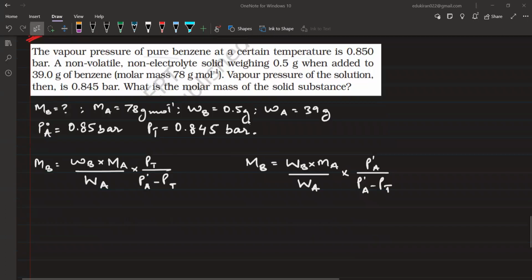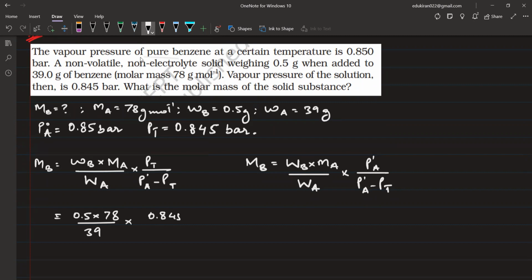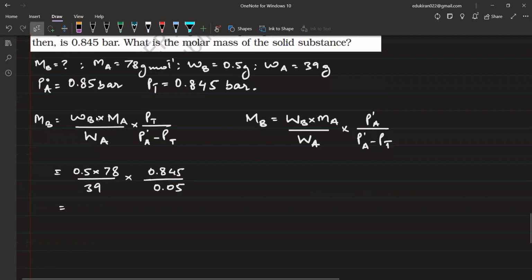Okay, see here guys, MB will be equal to WB, which is 0.5, into the molar mass of A, that is 78, divided by WA. WA is how much? 39, okay? Into total pressure, which is 0.845, divided by 0.850 minus 0.845, which is equal to 0.005. Now 0.5 into 78 is equal to 39. I hope all of you can see that, right? 78 by 2. So this 39 and 39 will be cancelled.